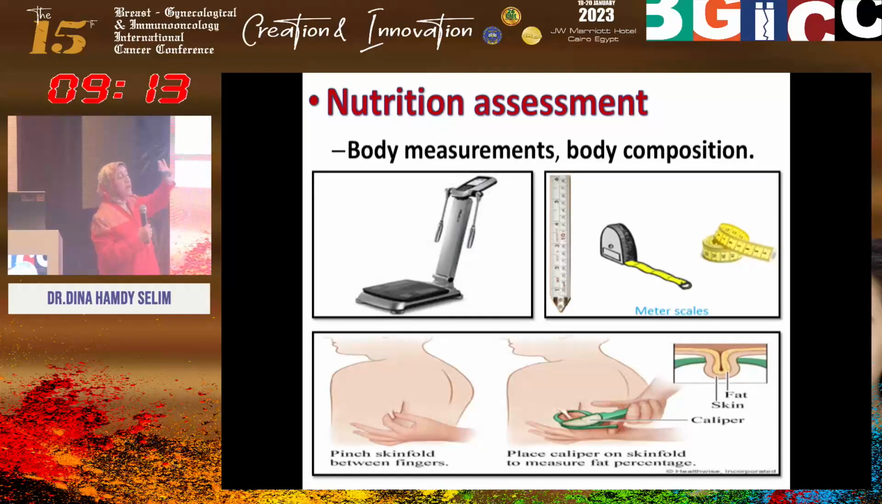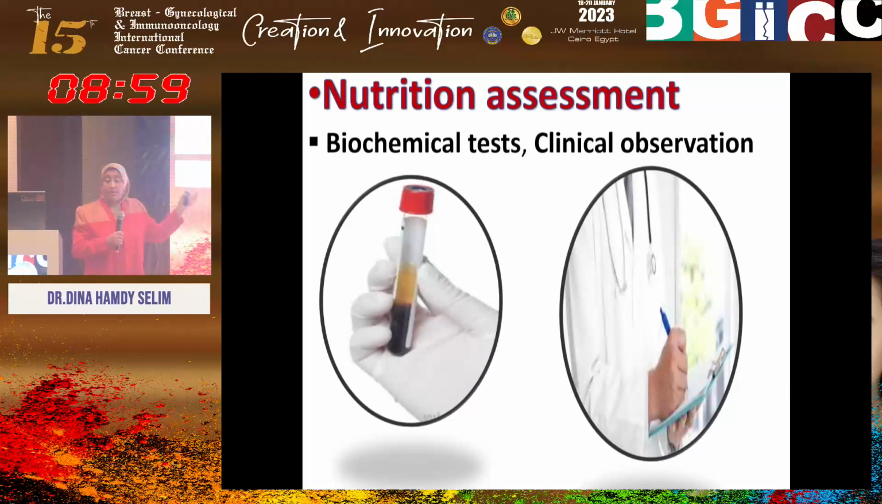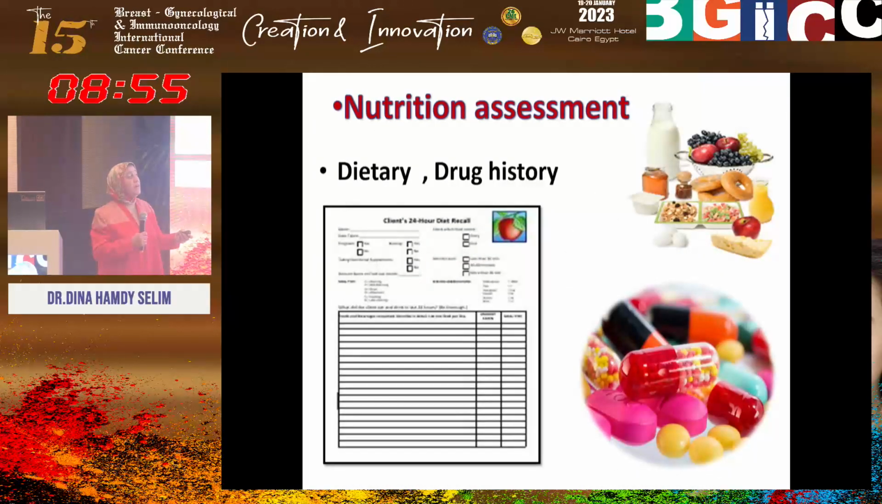First is anthropometric measurements, including the patient's weight, height, mid-upper arm circumference, and using a caliper for skin folds. B is for biochemical data, C for clinical observation, and finally D, dietary history and drug history should be taken for our patient.